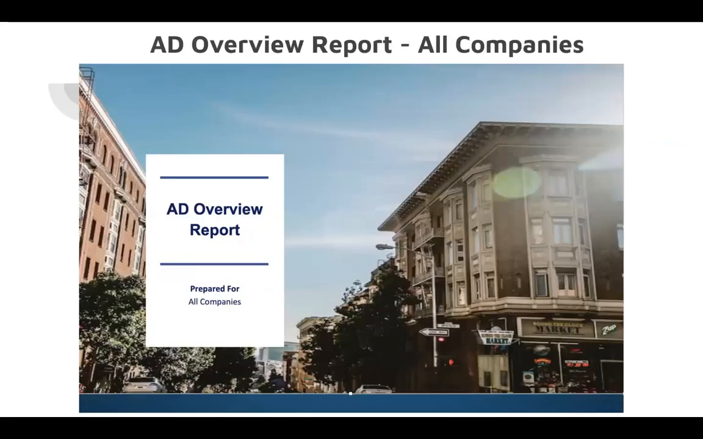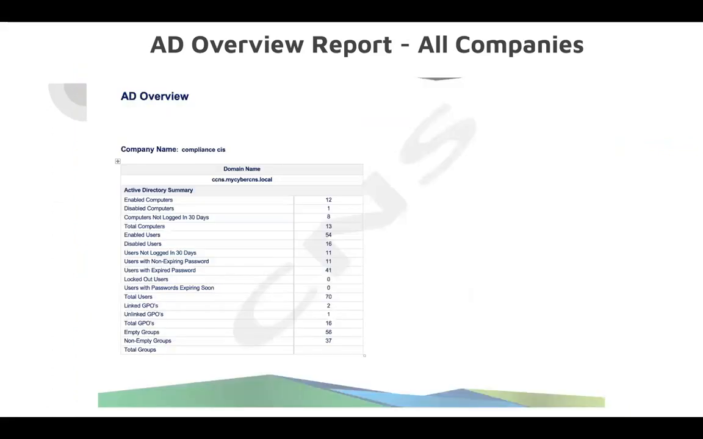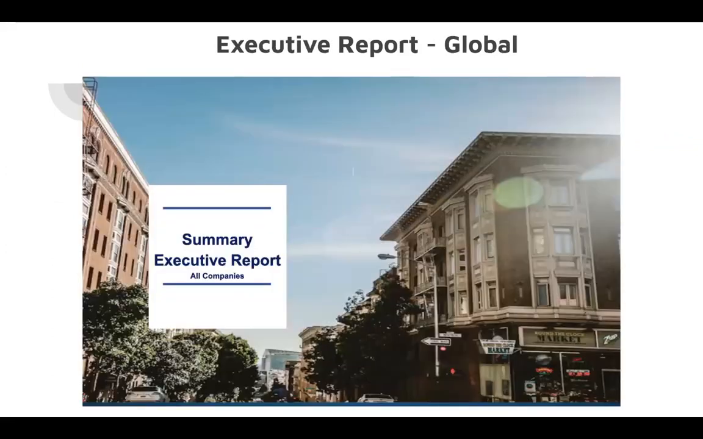Okay, there are 3 new reports that we have added, which are all global. Earlier, these were all company by company reports. Now, in this version, all of them are global reports. So we have one Active Directory overview report, and I have a couple of slides on it, saying that across all the companies that you manage, it shows you that information. Likewise, an executive report is also now global. So you can see an executive report across all your customers.